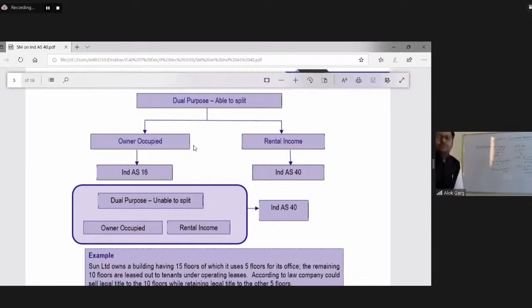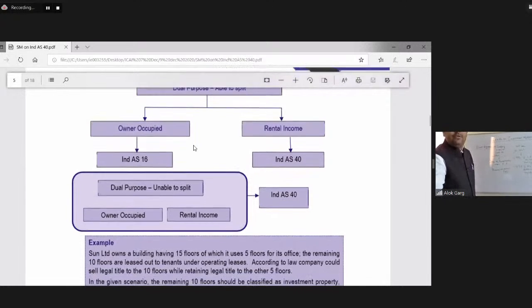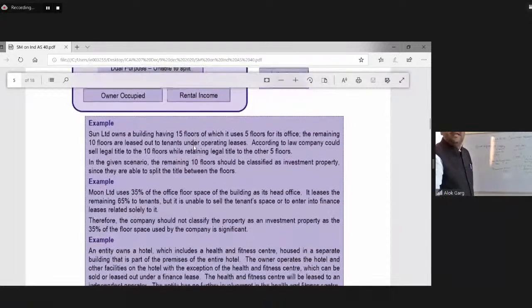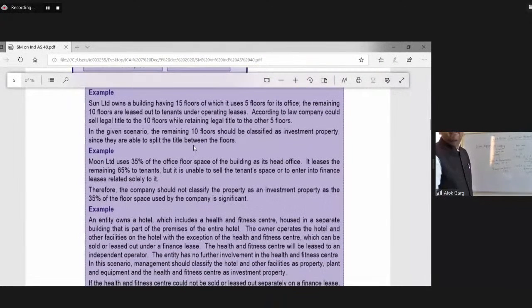Now we'll see these 3 examples. Sun Limited owns a building having 15 floors, of which it uses 5 floors for its office. The remaining 10 floors are leased out to tenants under operating leases. According to law, the company could sell legal title to the 10 floors while retaining legal title to the other 5 floors. So the company can sell or lease out the independent floors.